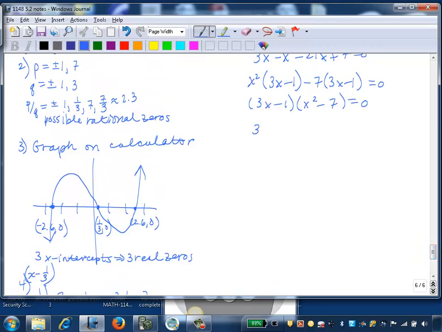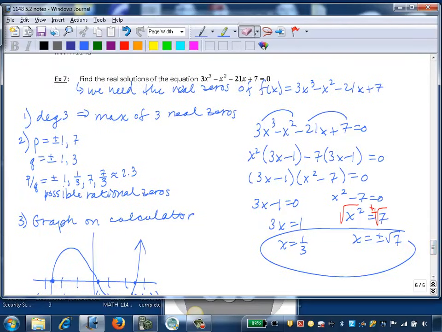So if we set our 3x minus 1 to 0, we add our 1 over, we're going to get an x value of 1/3. And if we set our x squared minus 7 to 0, add the 7 over, take the square root of both sides, we're going to get plus and minus radical 7.